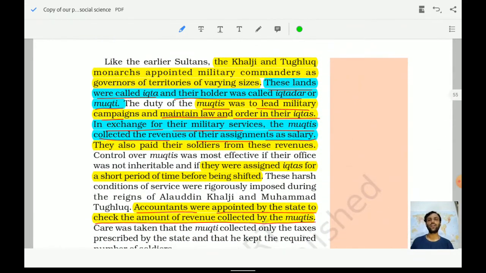The Khalji and Tughlaq monarchs appointed military commanders as governors of territories of varying size. These lands were called Ikta and their holders were called Iktadars or Muktis. So pay utmost attention, because the Sultan divided the land into Iktas, and the holders of these Iktas were called Iktadars or Muktis. We will understand why these Iktas were distributed.